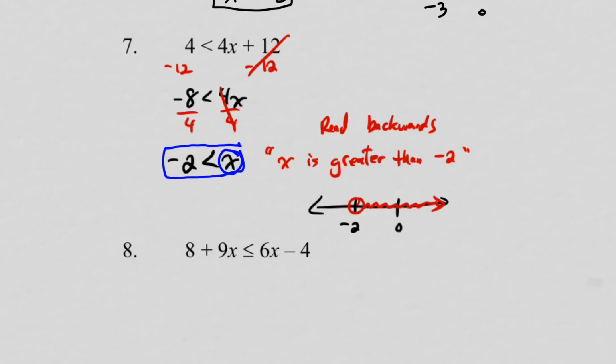X is greater than negative 2, and so basically you have to shade to the right. So it's better actually just to reverse the whole thing. Notice that the opening is towards the x, so I'm going to keep it that way. I'm just flipping the order, and so really that's what it looks like, okay? So when the x is left on the right side, it can be confusing, so it's better just to either read it backwards or rewrite it in the standard way, okay?